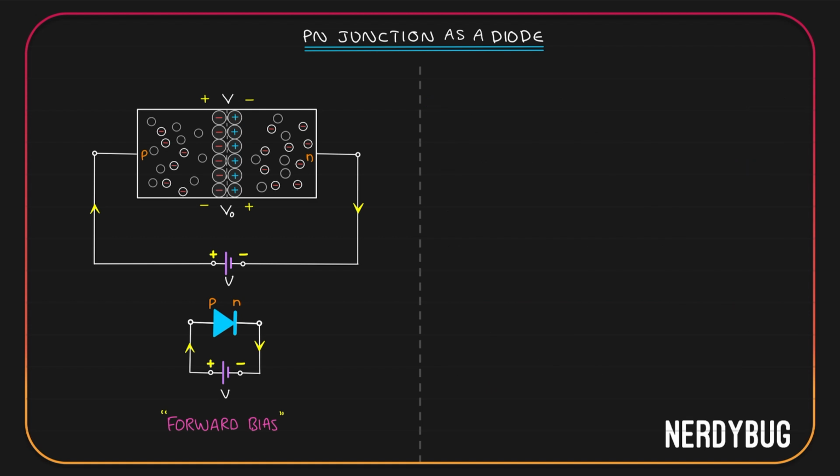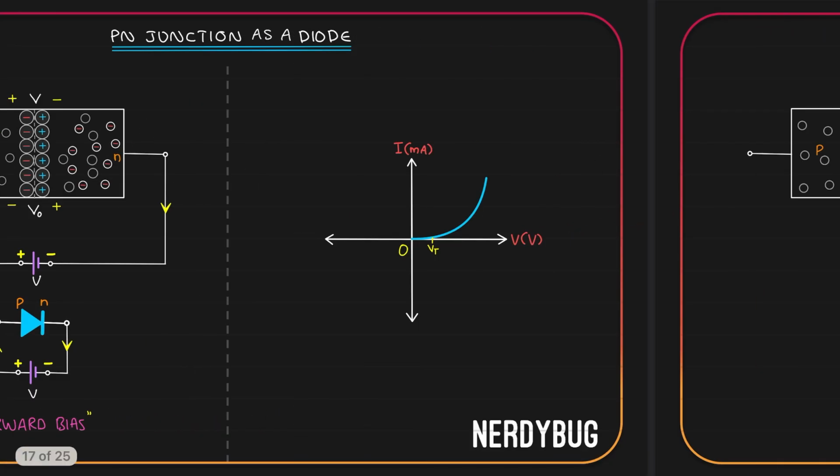If we show the relation of current and applied voltage on a graph, this is how it will look like. Since the current usually comes in milliamperes, on the y-axis current has been taken in milliamperes. Voltage is taken in volts. I have marked the threshold voltage Vt over here, after which you can see the current is increasing exponentially. Till then, the current is very negligible.